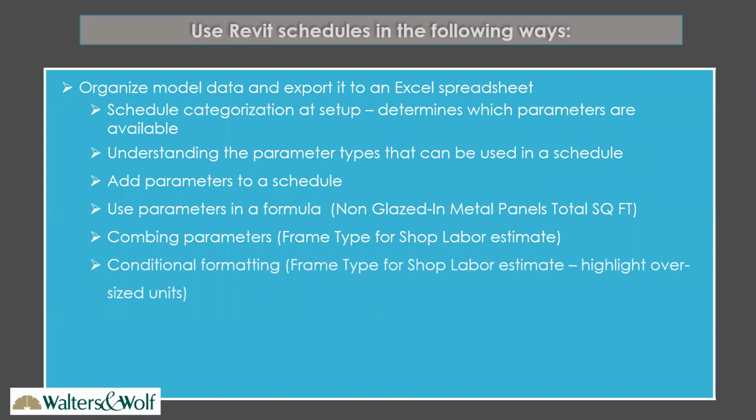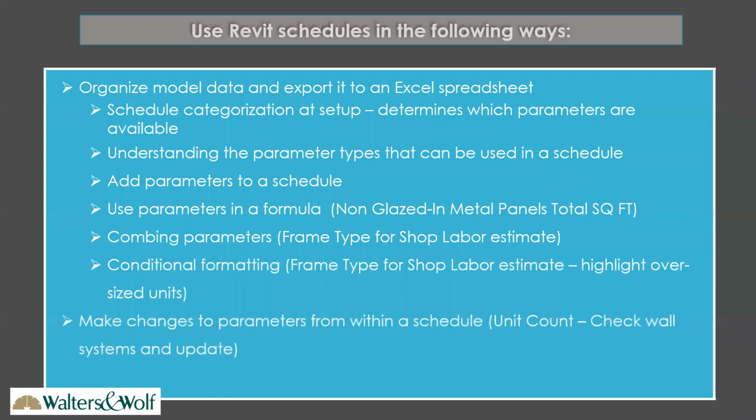You can do conditional formatting in a schedule. You can actually use your schedule to change parameter values in your model, and we'll look at that, which is nice. If you have a little QC check for yourself and you have a schedule created and there are instance parameters showing up, you can actually change them right in that schedule, and it will change it in your model. And then we'll just talk about exporting it to Excel.